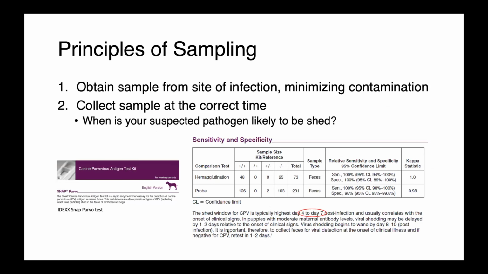Samples need to be collected at the correct time. So you need to be cognizant of the lifestyle of your pathogen. When is it most likely to be shed? This is a screenshot of the product insert for the canine parvovirus antigen test from IDEXX. And what you can see here is that canine parvovirus is typically shed at the highest levels from day 4 to 7. And so if you collect a sample either before that or after that 7-day window, you're likely to have a false negative test.